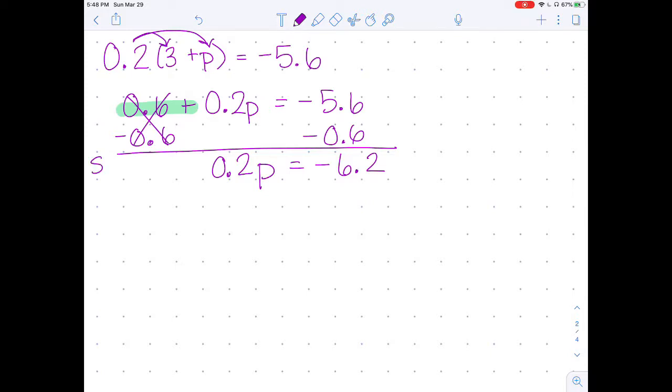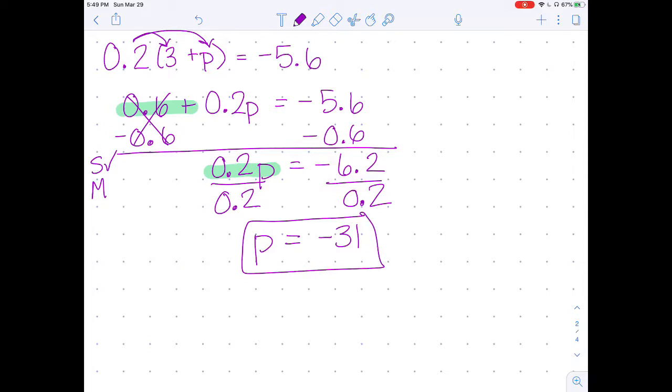Okay, so I've already subtracted and added. Next would be multiply or divide. Right here we've got 0.2 times p, so we've got to divide by 0.2 to do the opposite. Negative 6.2 divided by 0.2 is negative 31. There's our answer.